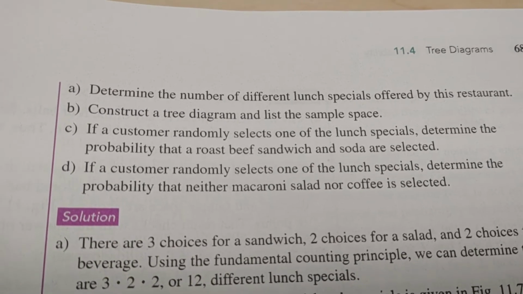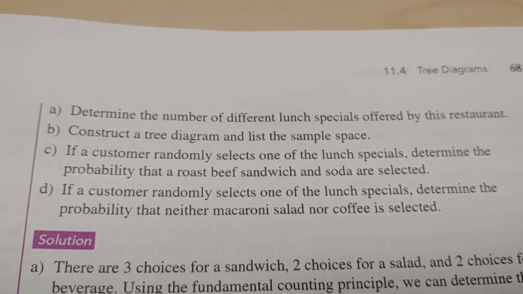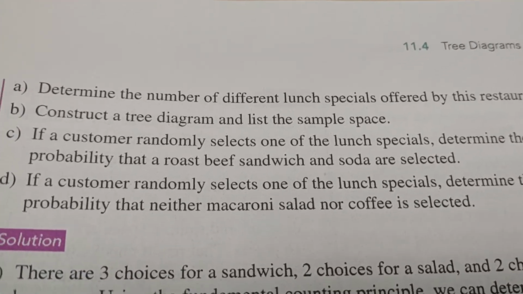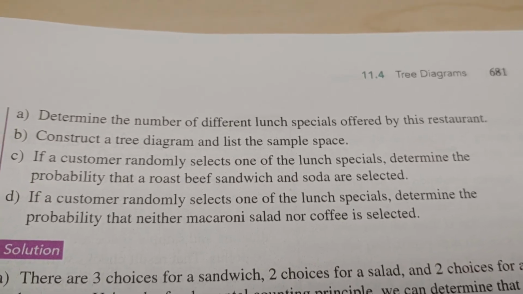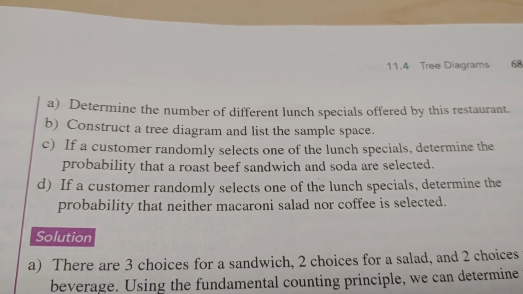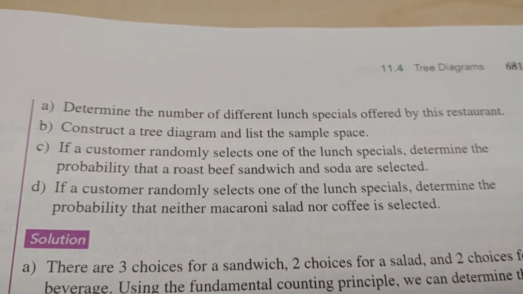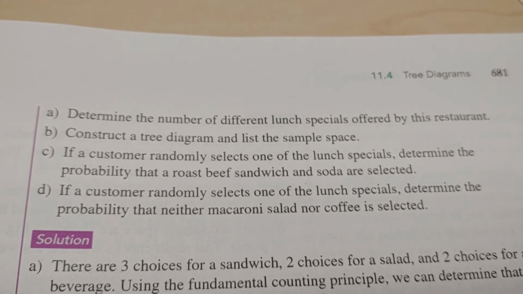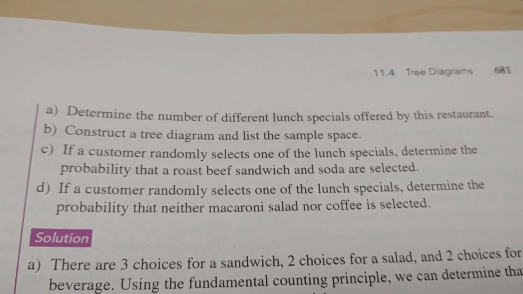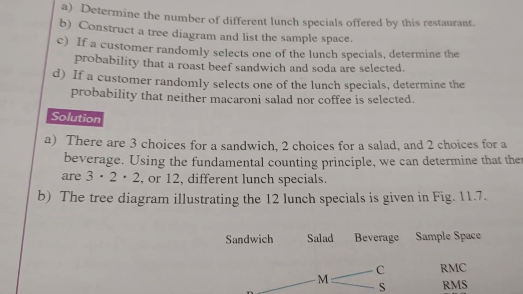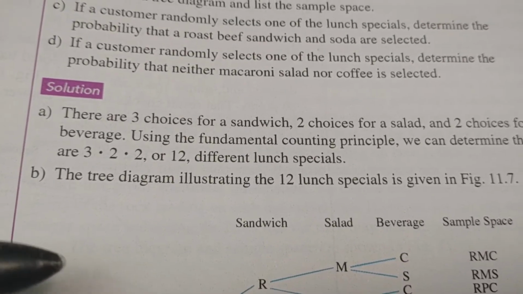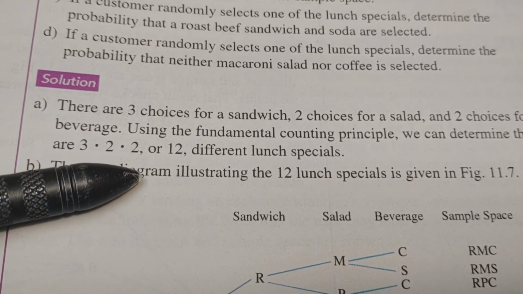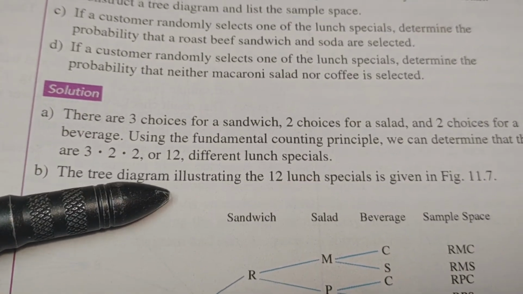If a customer randomly selects one of the lunch specials, determine the probability that a roast beef sandwich and a soda are selected. And then if a customer randomly selects one of the lunch specials, determine the probability that neither macaroni salad nor coffee is selected. So first of all, we have 3 choices. So it's 3, 2, and 2, which is 12 possible outcomes.